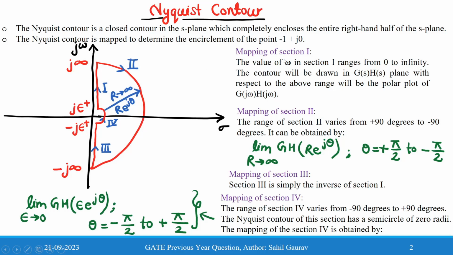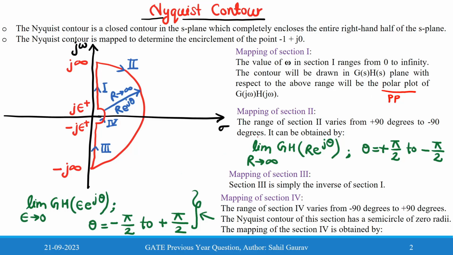For the mapping of section 1, the value of omega ranges from 0 to infinity, and the contour drawn in the GH plane with respect to this range will be a polar plot of G(jω)H(jω). So to map section 1, we have to draw the polar plot of the open loop transfer function G(jω)H(jω). Now we will see the mapping of section 2.